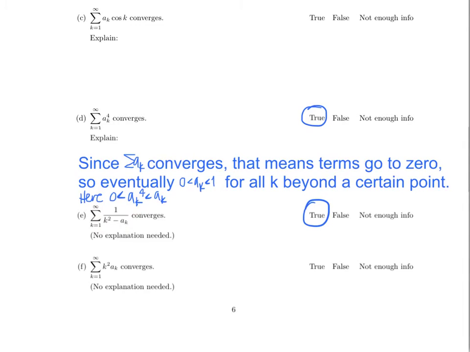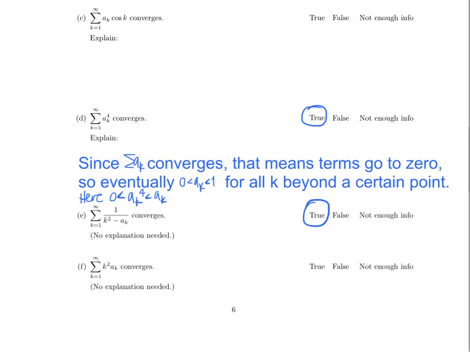All right, and last but not least, we have k squared times a sub k. This one is tricky. Here you just have to think for a little bit. We're told that the series whose terms are a sub k converges. You know, a sub k could be something like some scalar multiple of a p series, 1 over k squared. In which case, k squared times 1 over k squared would be equal to 1. And if every term in the series was 1, that would be a divergent series.